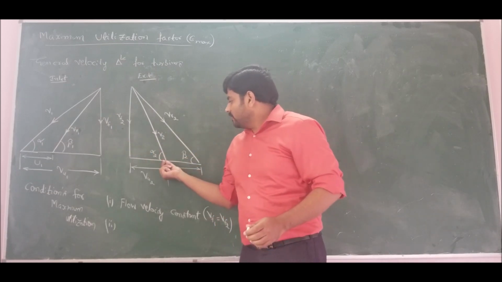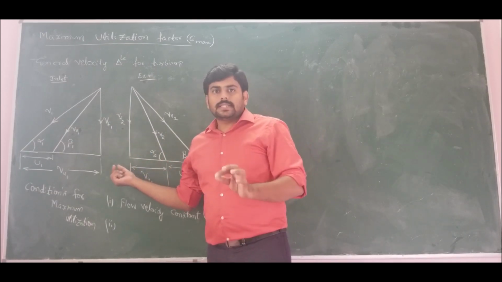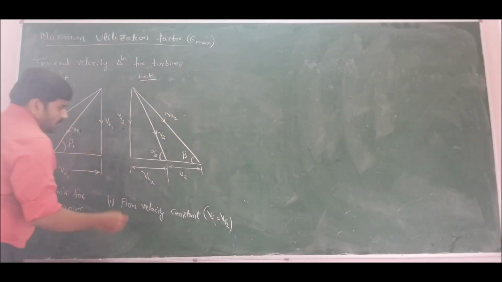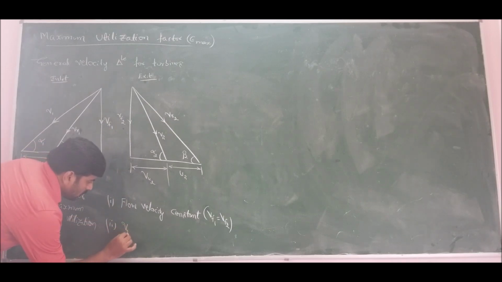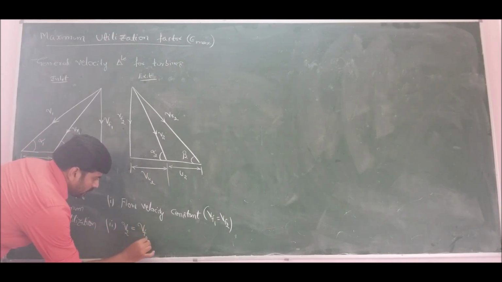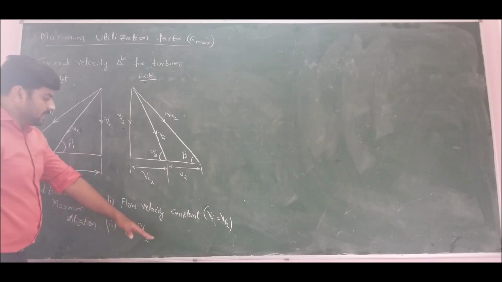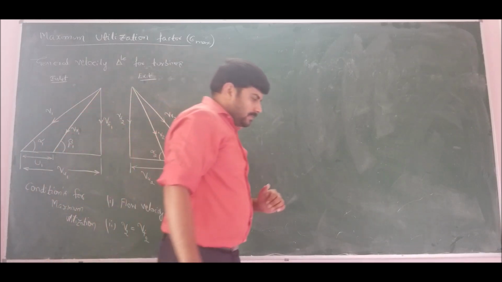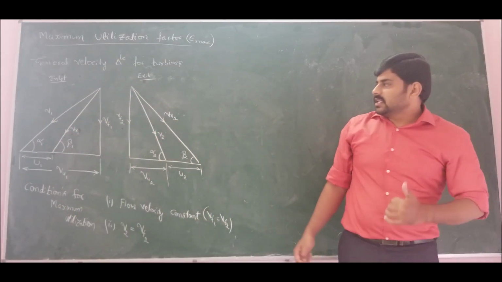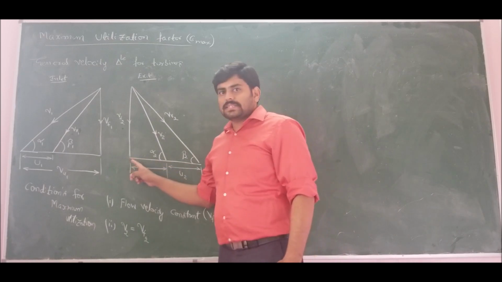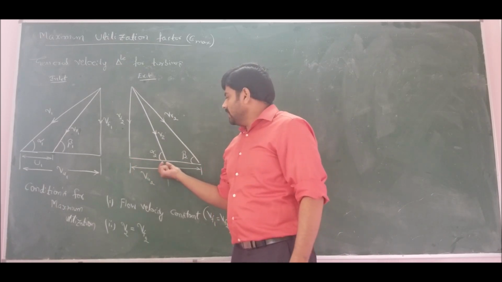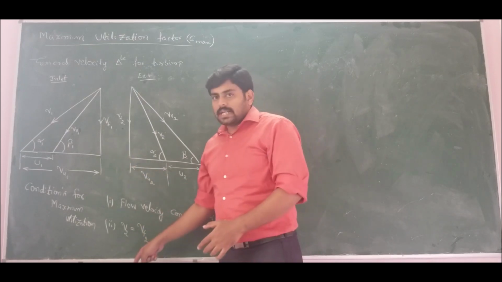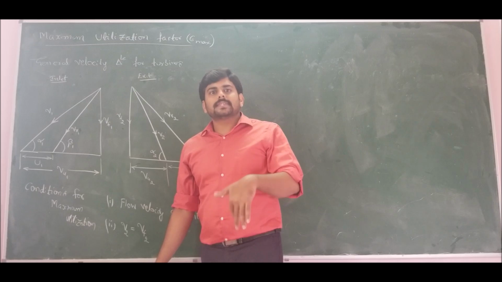So therefore, if V2 is equal to Vf, then the utilization will become maximum. So therefore, the discharge velocity V2 must be equal to Vf2. So Vf1 is equal to Vf2, which is also equal to V2. So this is the condition that must be satisfied to make utilization maximum. If V2 is equal to Vf2, obviously what will be the angle alpha 2? If I make V2 equal to Vf2, alpha 2 will become 90 degree. Correct?